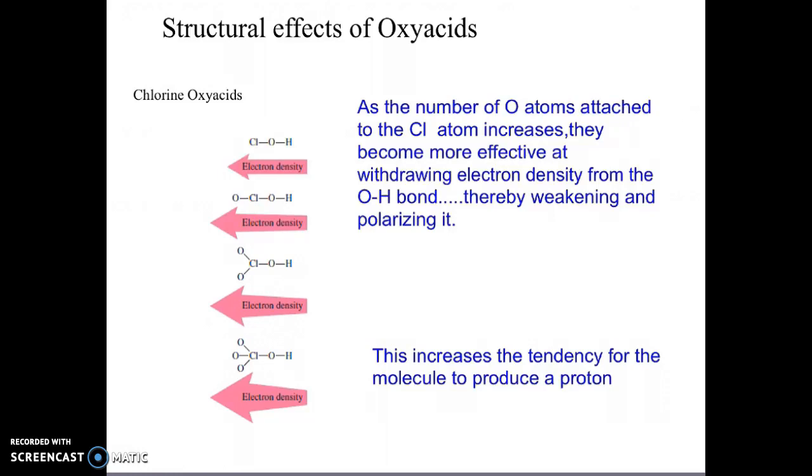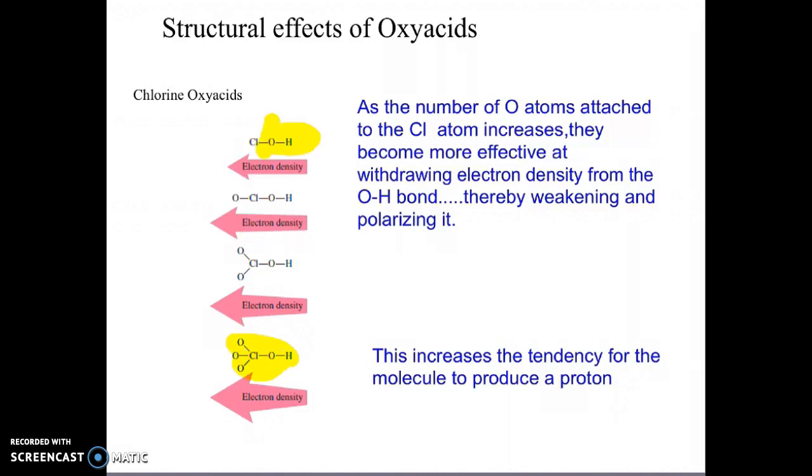So as we look at this acid, which has just one oxygen, there is a much stronger hold, if you will, on that hydrogen atom than here.